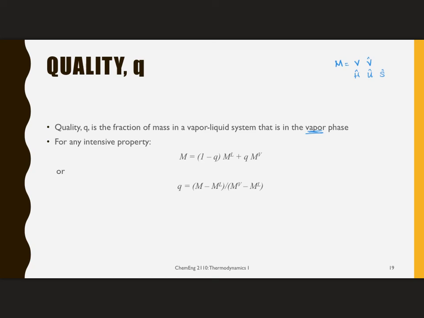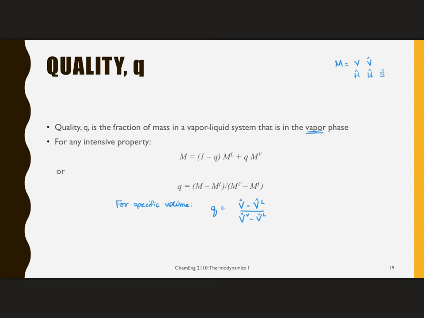If you solve this algebraically for q, we end up with q is equal to M minus ML over MV minus ML. I prefer to write this, let's write it out, for instance, with the volumes. In that case, I have the specific volume that's the actual value minus the saturated liquid specific volume over the difference between the saturated vapor and saturated liquid volume.